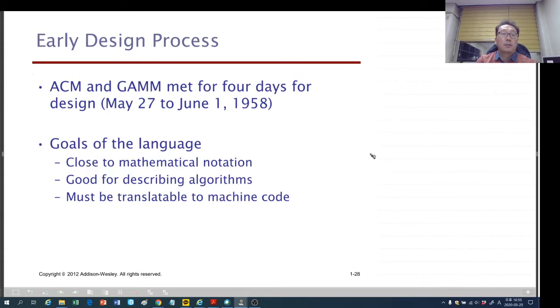Okay, so early design process. Actually at that time in 1957, there were two main associations or committees. One is ACM, still a very big community in computer society, the Association for Computing Machinery, in the USA. There is another computing society, GAMM, G for German, so I think it's mostly in Europe.